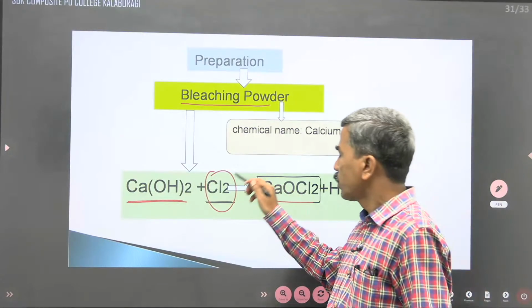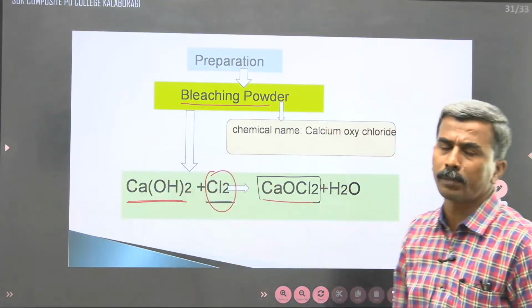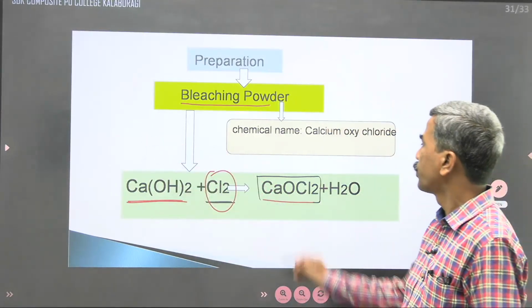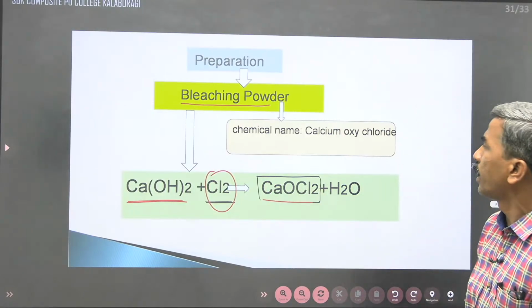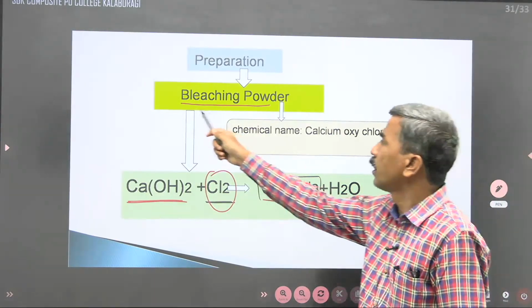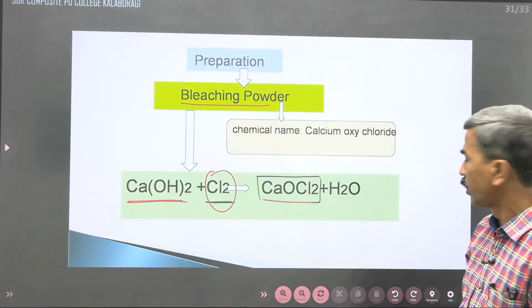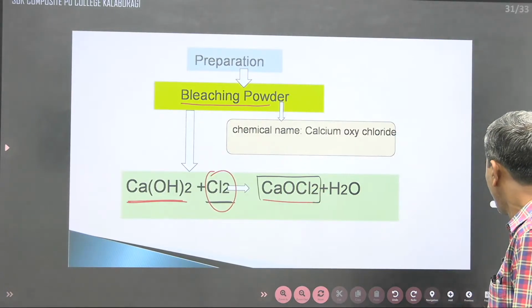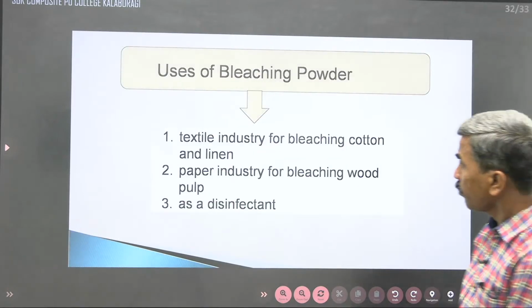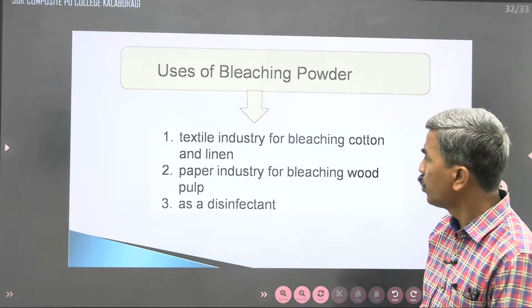So chlorine is made to react with calcium hydroxide. Then what will happen? We are going to get calcium oxychloride. So this is the chemical name. Commonly it is known as bleaching powder. Now this bleaching powder has got applications, uses.